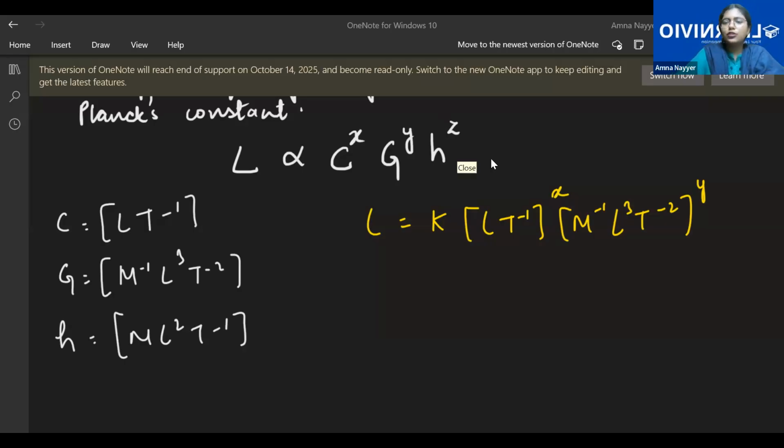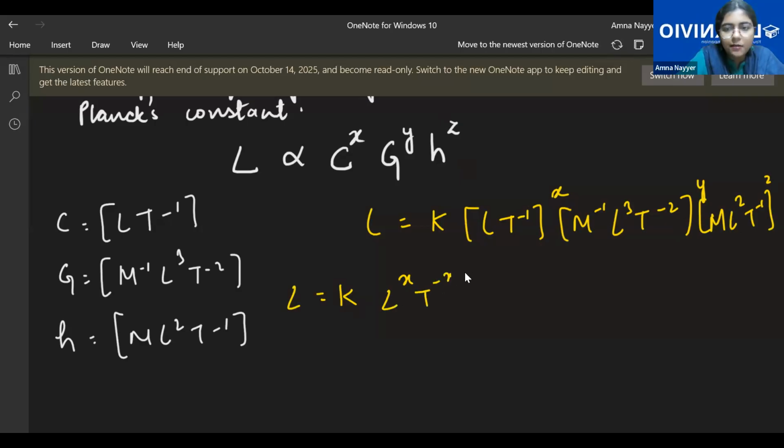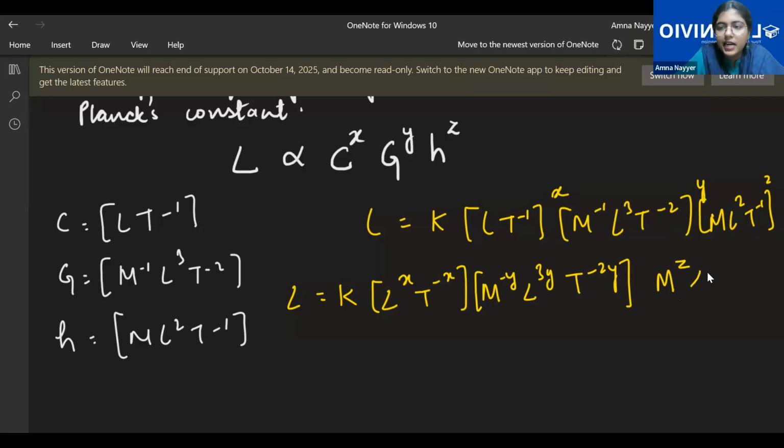Okay, all right. So when you all got the answers, you should have shared. See, now value of x. M L square t to the power minus 1, power is some z. So what we will do, now we will just multiply the powers. L to the power x, t to the power minus x, m to the power minus y, L to the power 3y, t to the power minus 2y. What am I doing? I'm just multiplying the powers to the main power, power of powers. This is m to the power z, L to the power 2z, t to the power minus z.